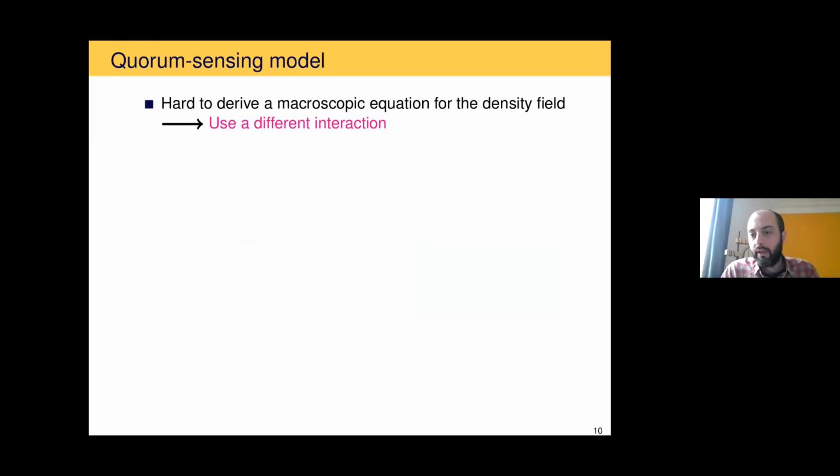So what we would like is to understand the density in the system on a large scale by forgetting the little microscopic details. So what we would want is, starting from our microscopic model, to do a coarse graining to write an equation on a macroscopic scale for the density field. But for the model I have shown you with the steric repulsion, we don't know how to do that. The interaction makes it difficult. And so one way to make progress is to use a different interaction.